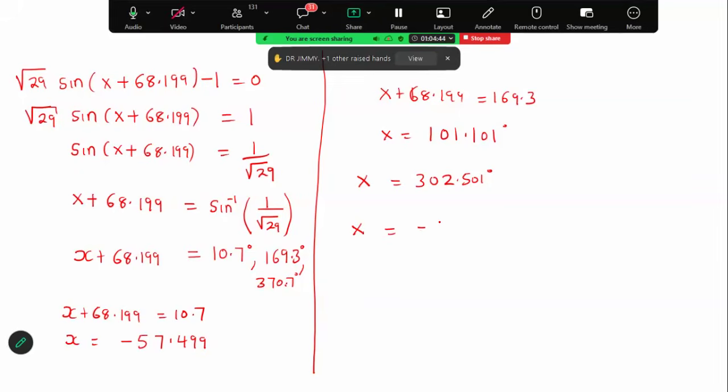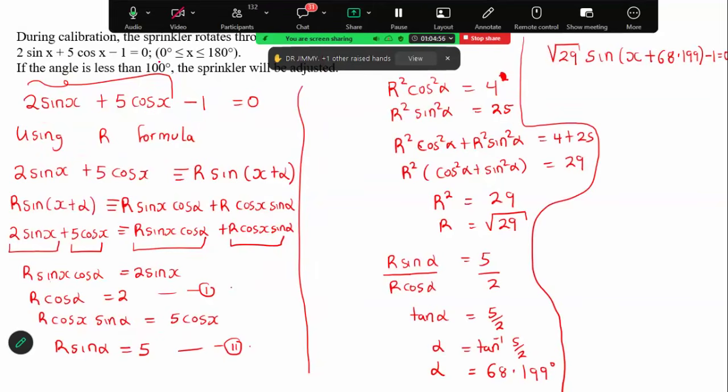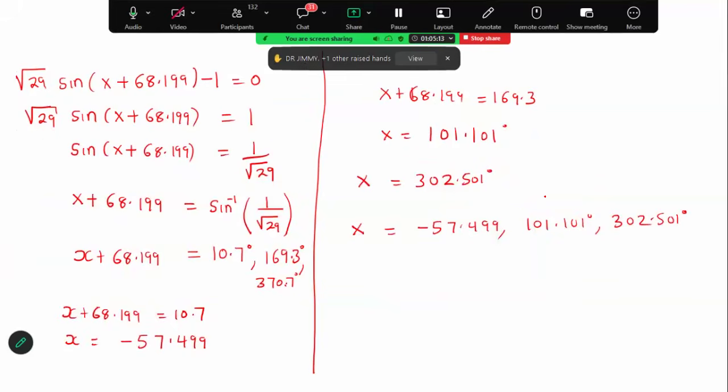So which angles do you have for x? The angles for x, you notice you'll have negative 57.499, 101.101 degrees, and 302.501 degrees. But when you go back to your domain, our domain told us that they want this angle if the angle is less than 180 degrees. So when you look at our domain, ask yourself, do you have any angle between 0 and 180? Yes, there is this angle. So this angle will qualify to be our true value for x.